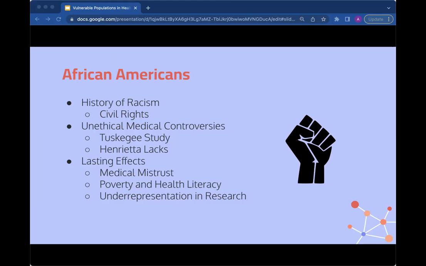Both of these controversies are just an example of some of the lasting effects of racism and medical discrimination that persist today. In terms of medical mistrust, there may be a distrust to participate in medical research stemming from these instances with healthcare professionals, which is something we also may encounter as future genetic counselors.